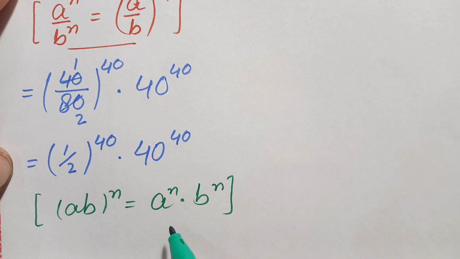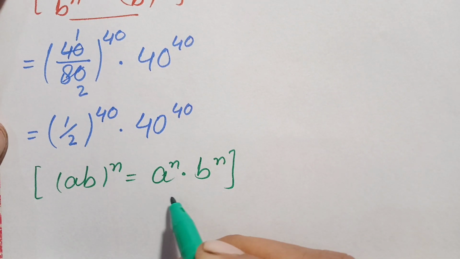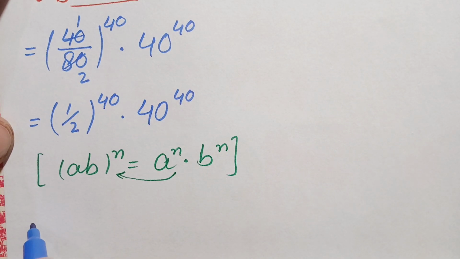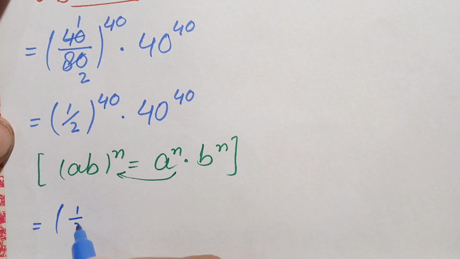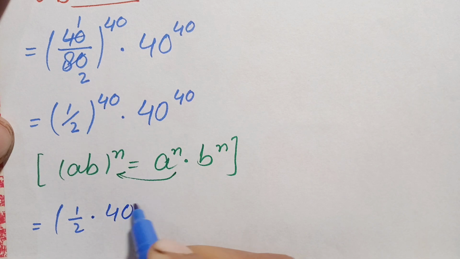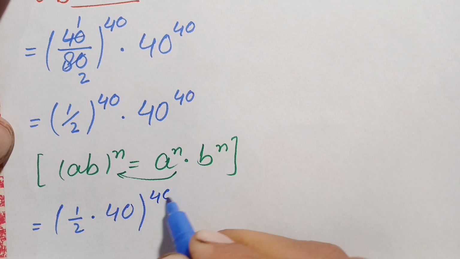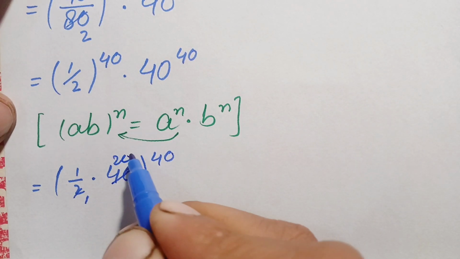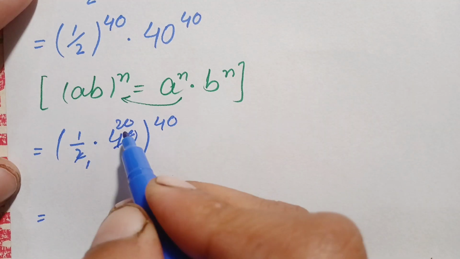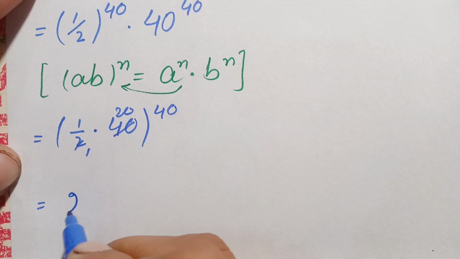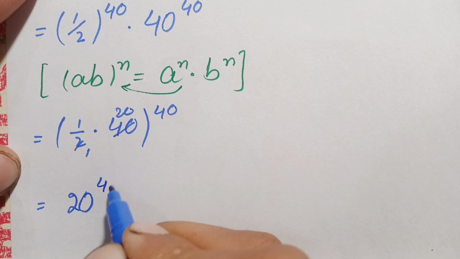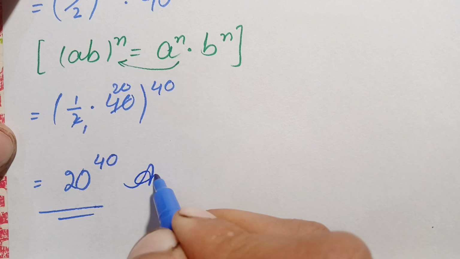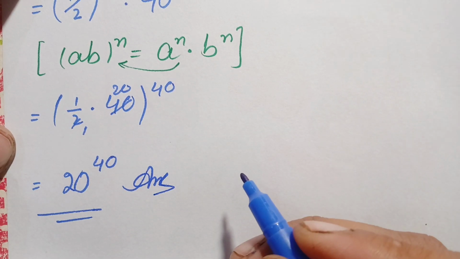So here these two numbers are in this one form, and we will change them from this form to this one form. So this will become 1 by 2 times 40 whole raised to power 40. Now again we will simplify these two numbers. Here 2 times 1 is 2, 2 times 20 is 40. So this will become 1 times 20. Now what is 1 times 20? This is simply 20 and the power is 40. So 20 raised to power 40 is our final answer and value of the above exponential math problem.